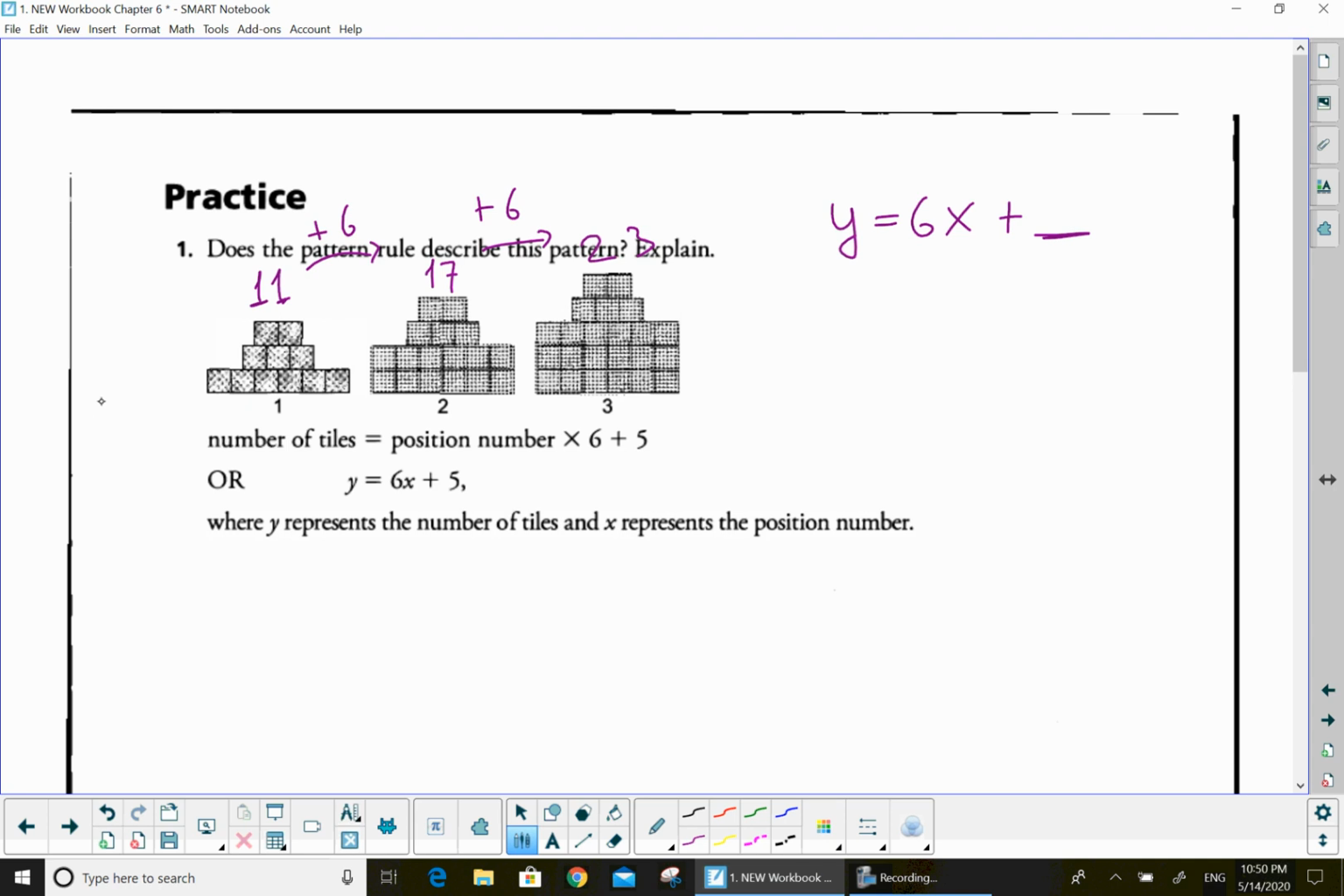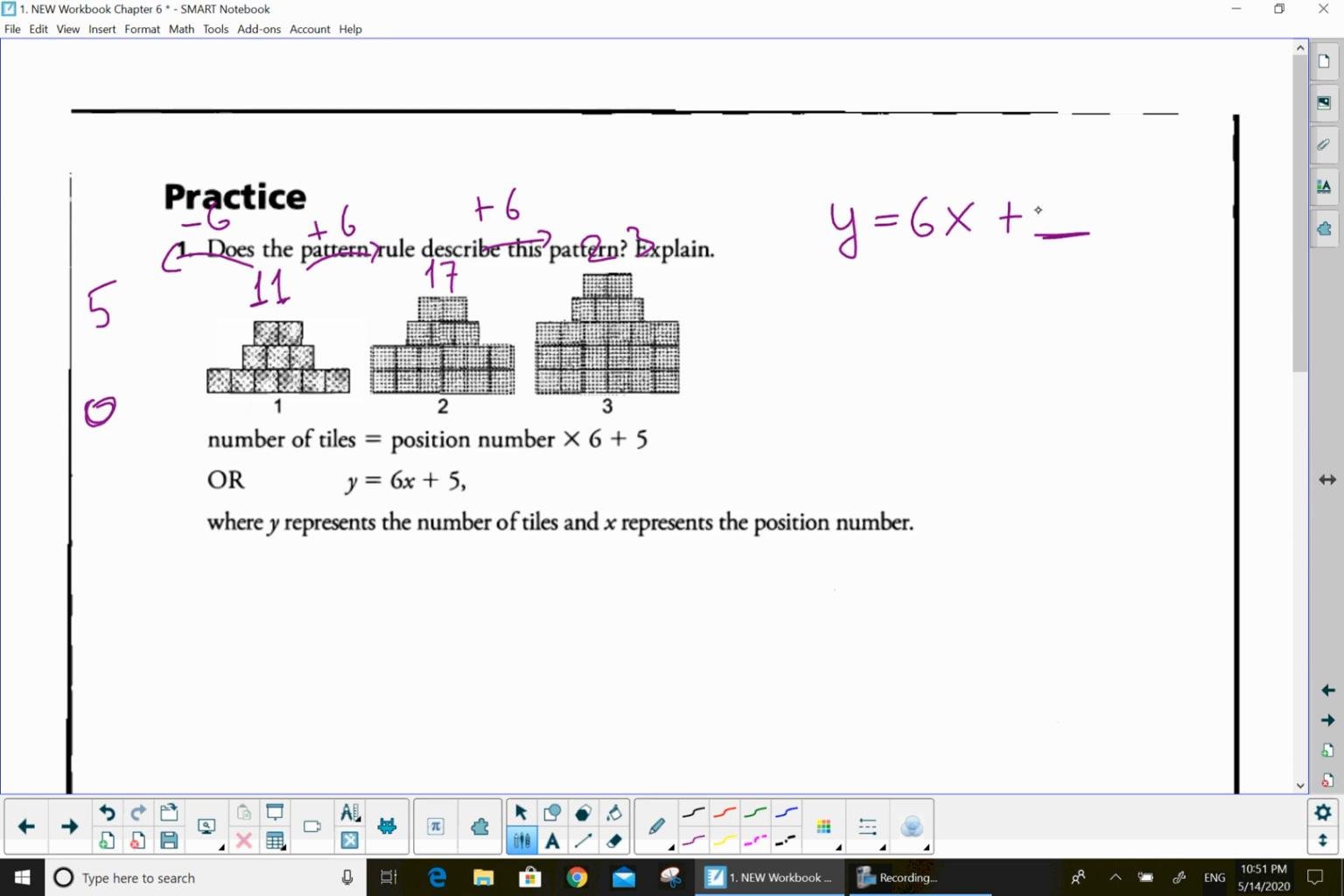So I'm going to use that here. Here's my 0th position. And because I am increasing by 6 if I go to the right, I'm going to subtract by 6 because I'm going backwards to the 0th position. So 11 minus 6 is going to be 5. So that means that there's 5 tiles, and that is what represents our constant.